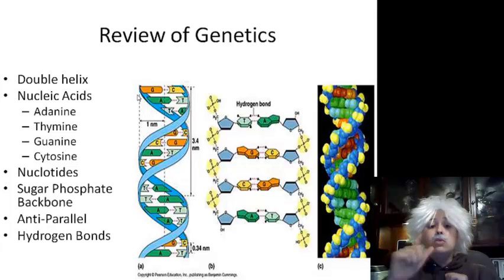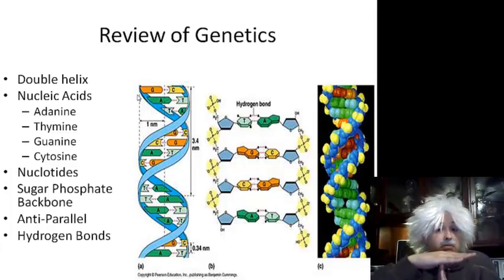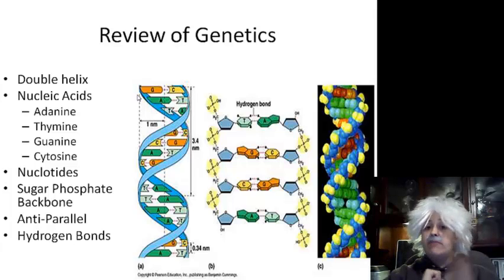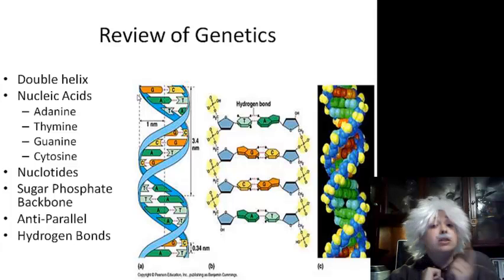So, who binds with who? The straight line letters bind with the straight line letters. So that's going to be A binds with T. And then we have the curvy line letters with the curvy line letters. So, G binds with C.